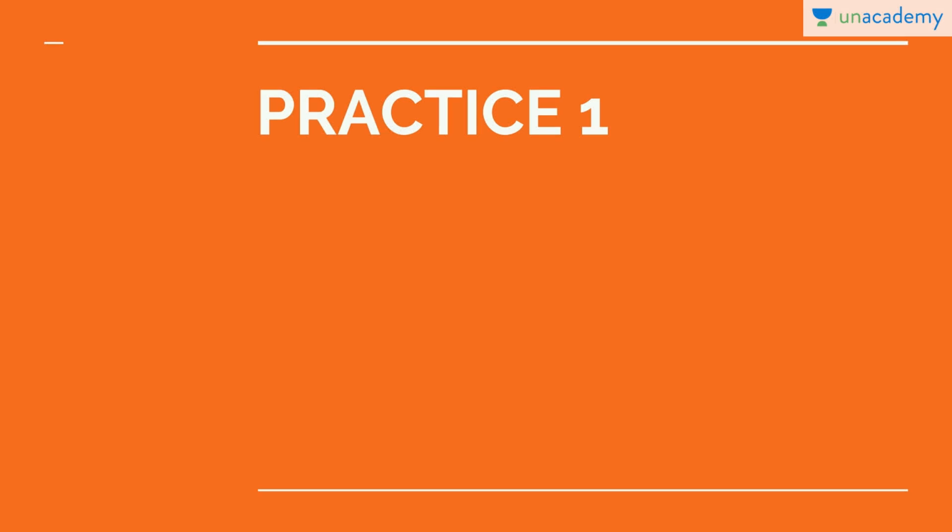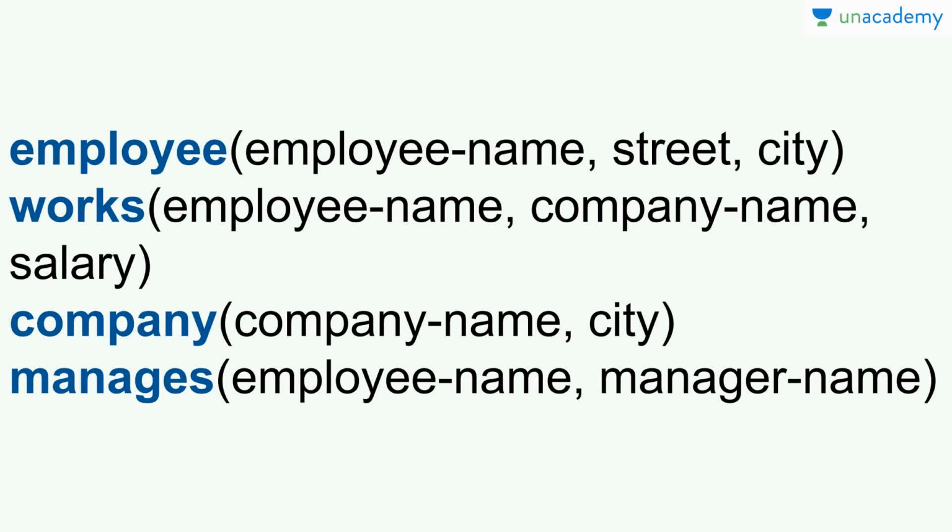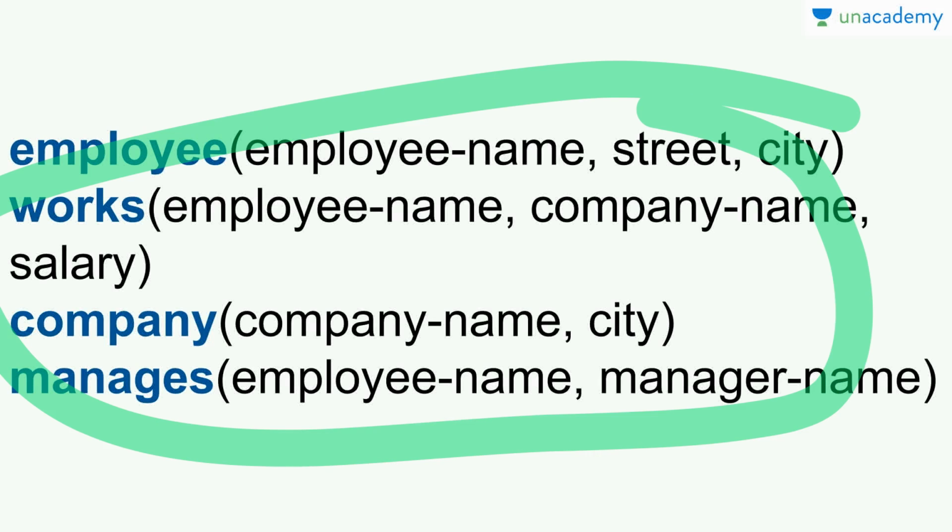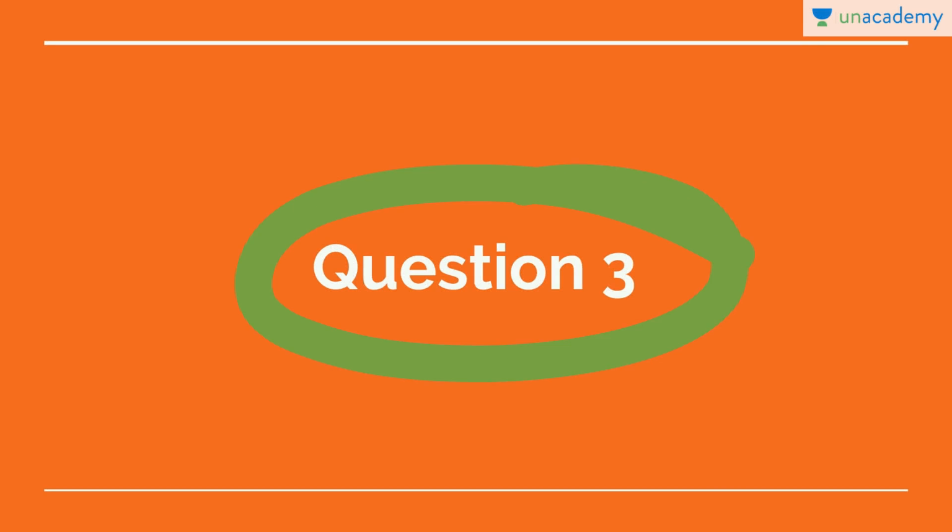So moving towards the second part of our practice 1 paper. This is the same 4 tables. So keep these 4 tables and the column names on a paper. Moving towards the third question.